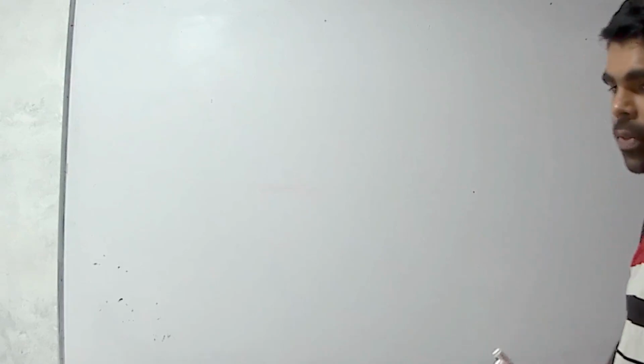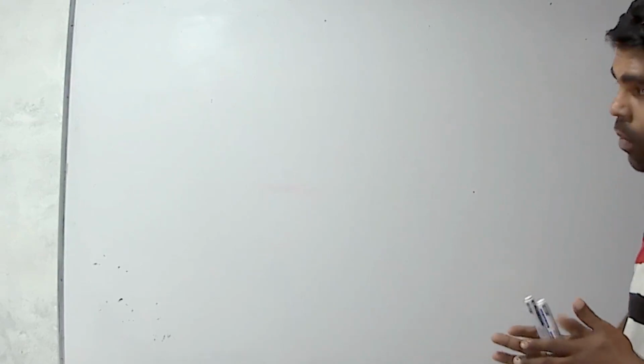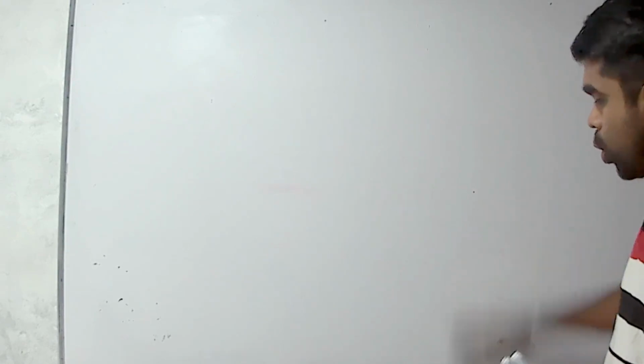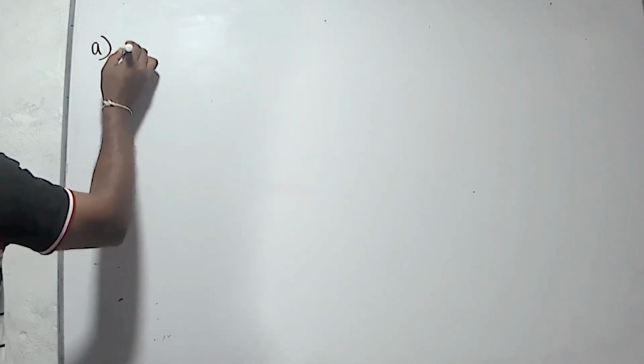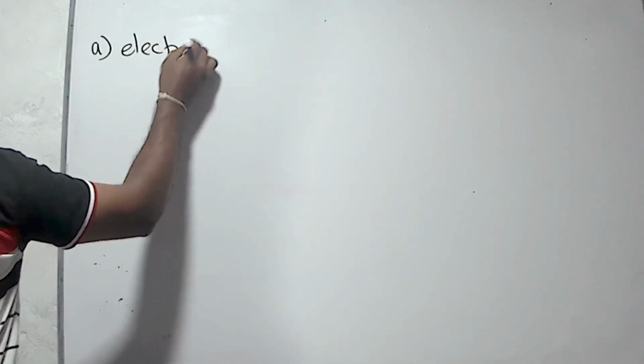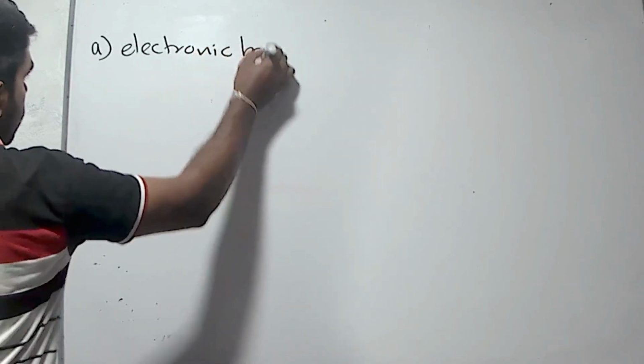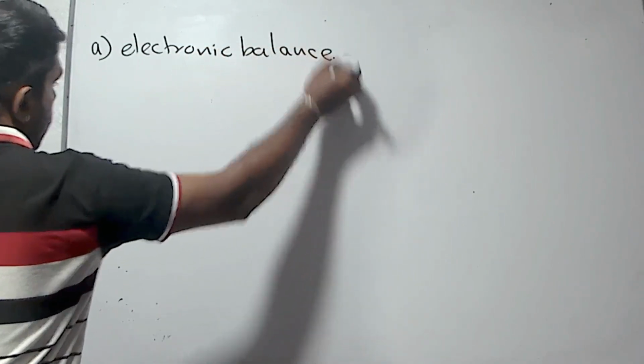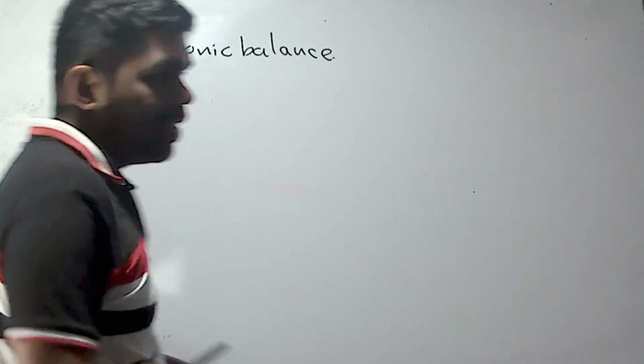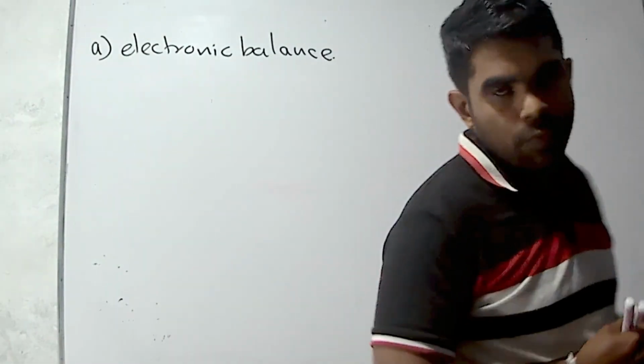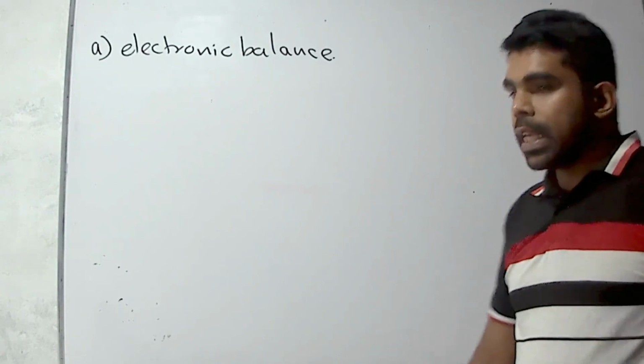Now we know that when getting m s theta, we have to measure mass. Therefore, we have to use the balance to measure the mass. The most suitable balance is an electronic balance. But we can write triple beam balance, 4 beam balance, or chemical balance.